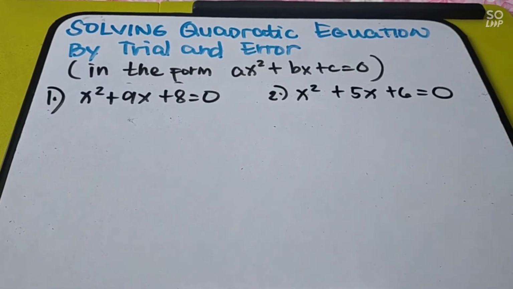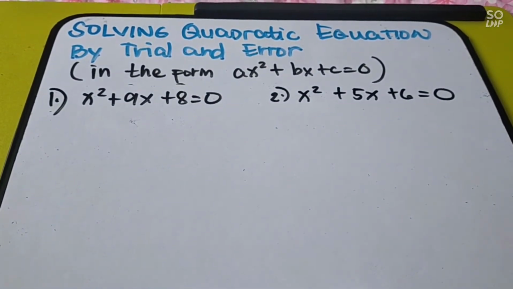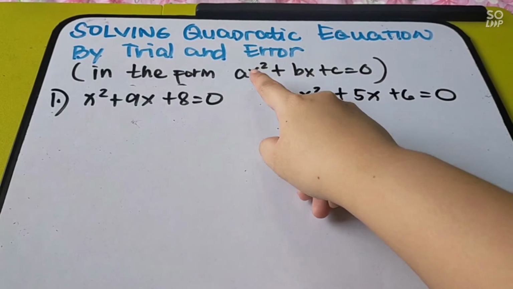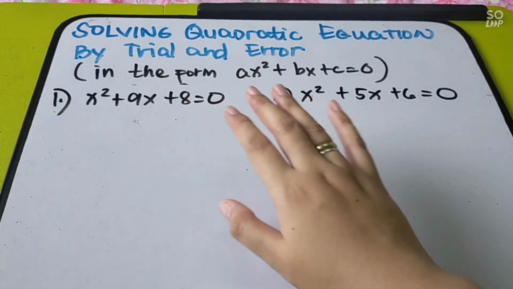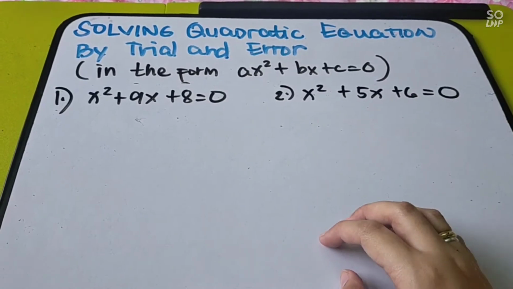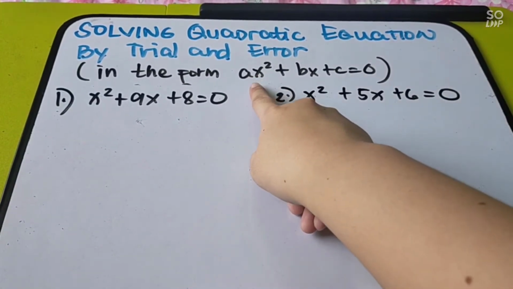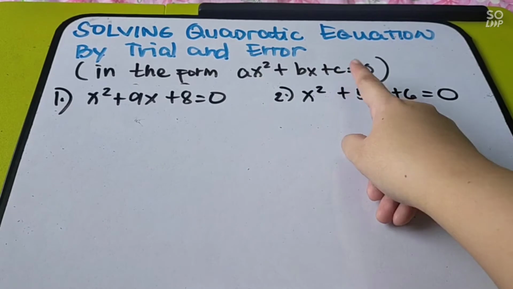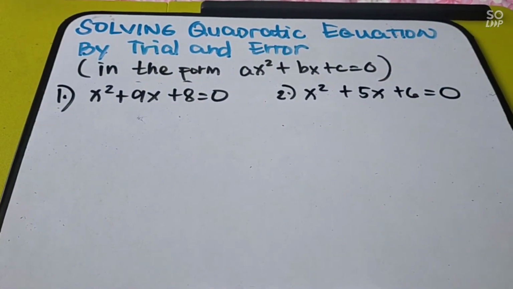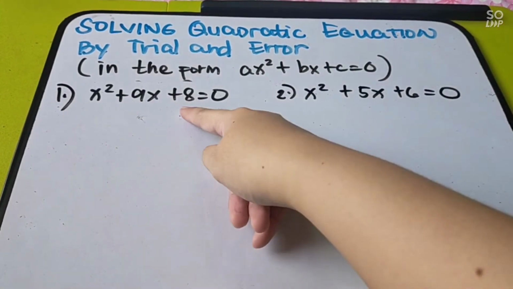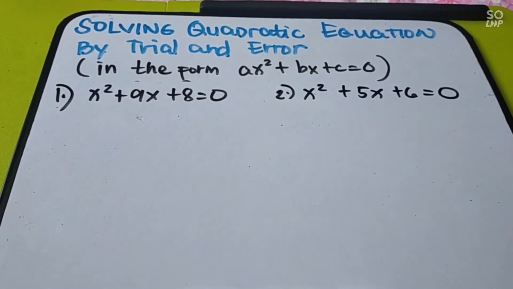So, you are going to use trial and error if the given is in the form of ax squared plus bx plus c equals to 0. As you can see, kompleto ang ating quadratic equation. Merong kang quadratic term, linear term, and then constant term. Let us have an example. Let us have number 1. We have here x squared plus 9x plus 8 is equal to 0.